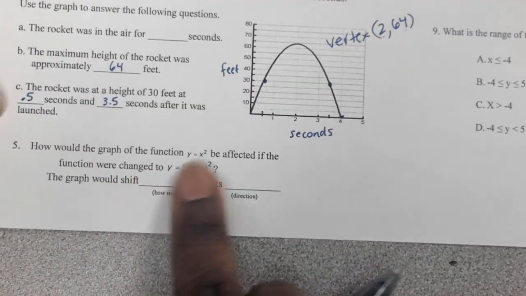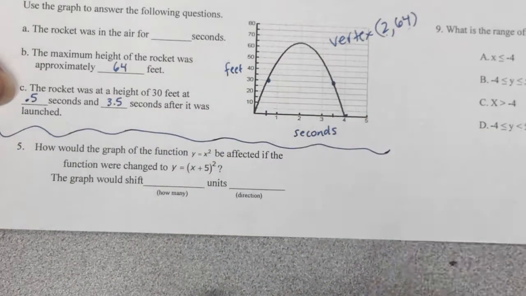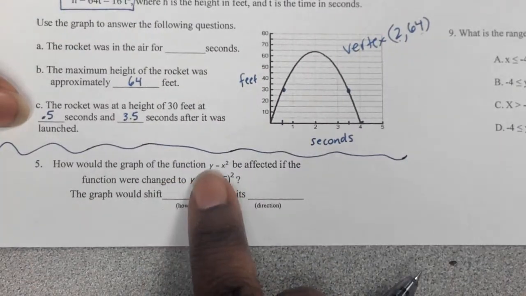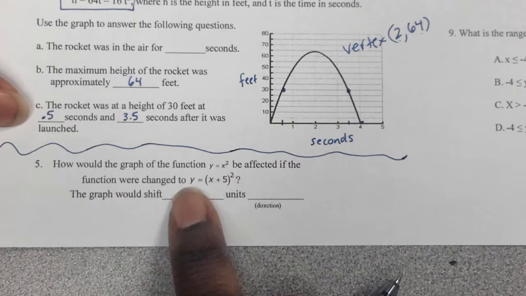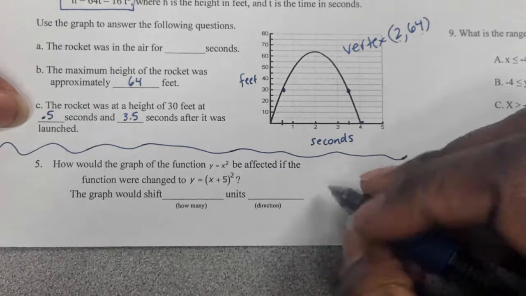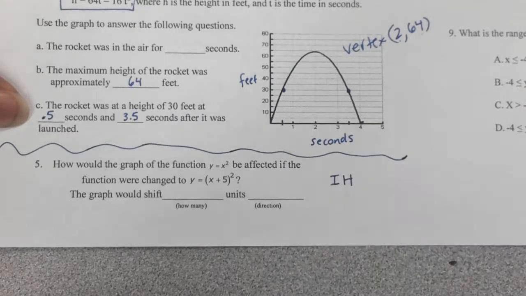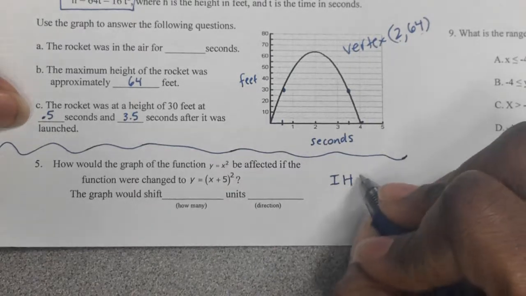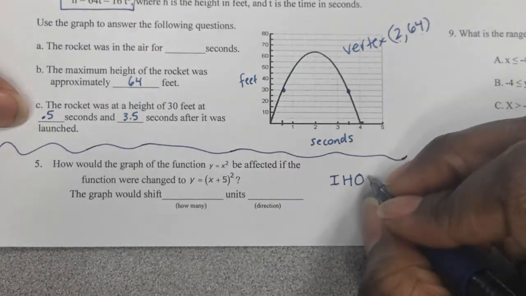How would the graph of the function y equals x squared be affected if the function were changed to y equals (x plus 5) squared? This transformation is happening on the inside of the parentheses, which means there's a horizontal shift. We do the opposite of the horizontal shift, and that would change.